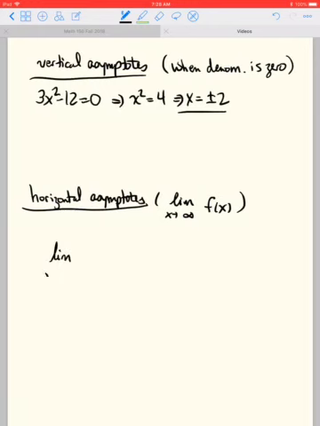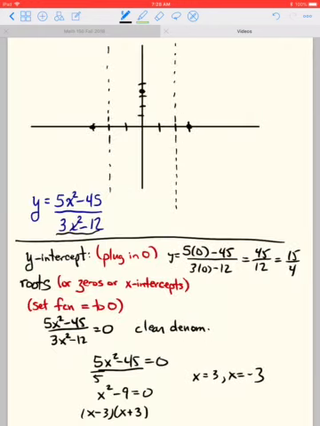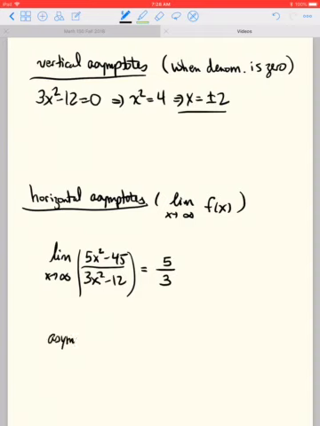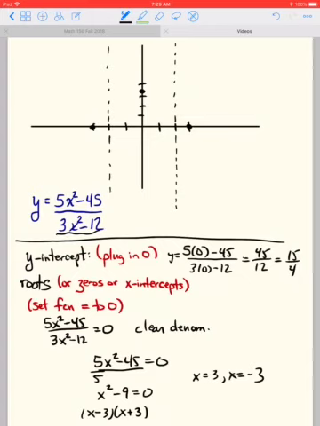And for horizontal asymptotes, we want to take the limit as we go to infinity of our function. Let's look at it. It's 5x squared minus 45 all over 3x squared minus 12. If we take that limit, it's just going to be the limit of the leading coefficients. That's going to be 5/3. We can just see that based on the intuition that we've built in the class. And so the asymptote is going to be the line y equals 5/3. If we draw that in, that's going to be between 1 and 2. It should sort of be here.